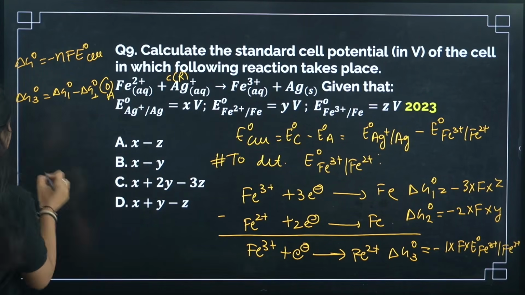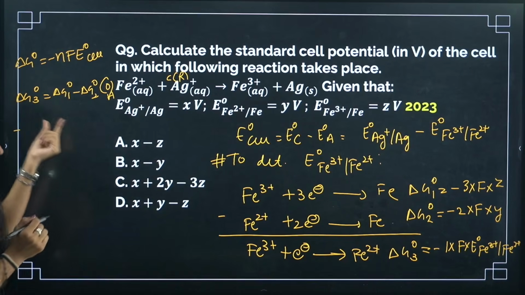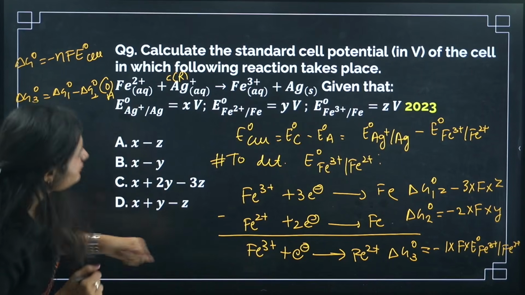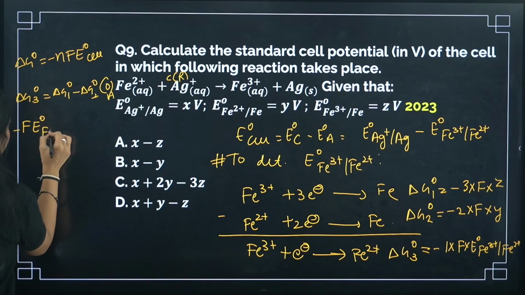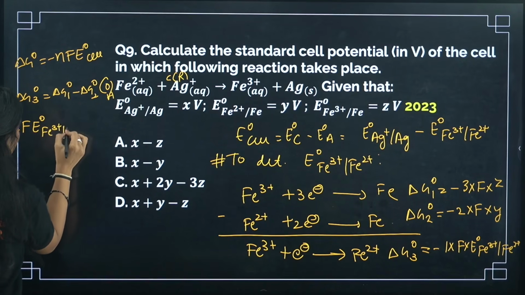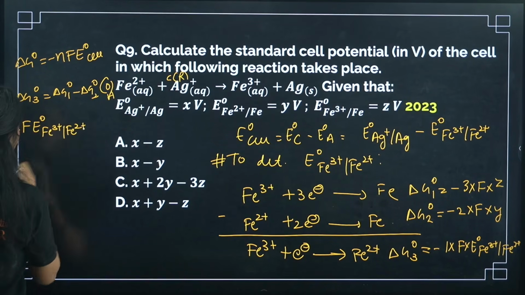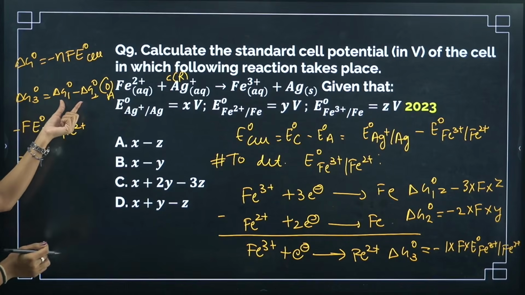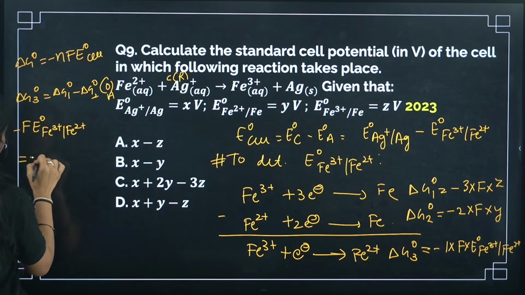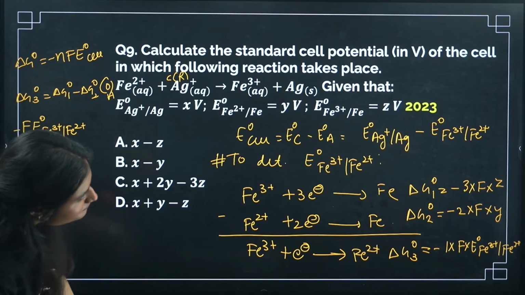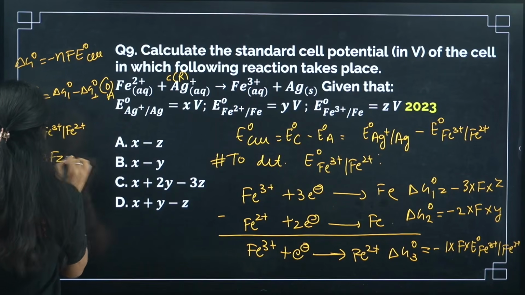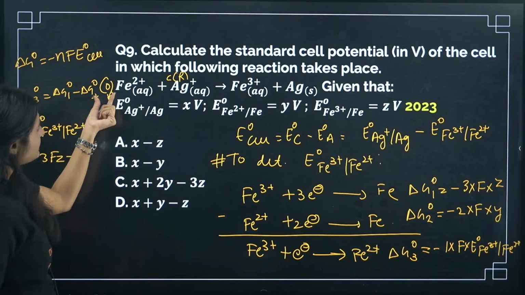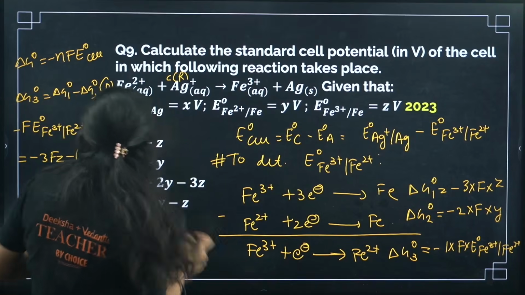What is delta G1 naught? Minus 3FZ. Here I'll write minus 3F times E naught for Fe3 positive to Fe2 positive. This equals delta G1 naught, which is minus 3FZ, minus delta G2 naught, which is minus 2FY.